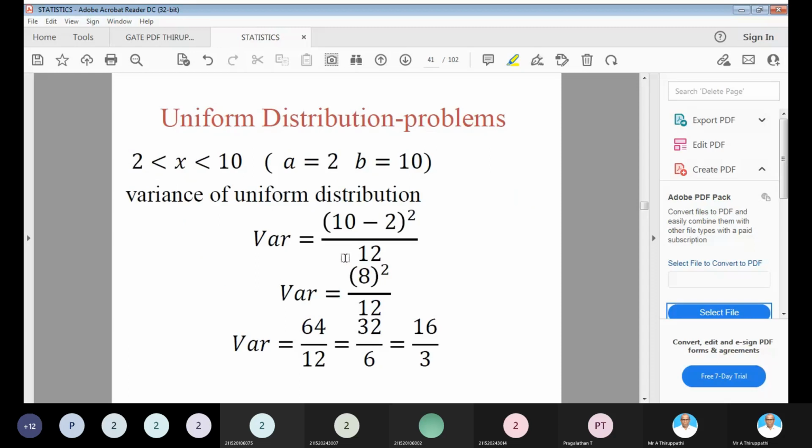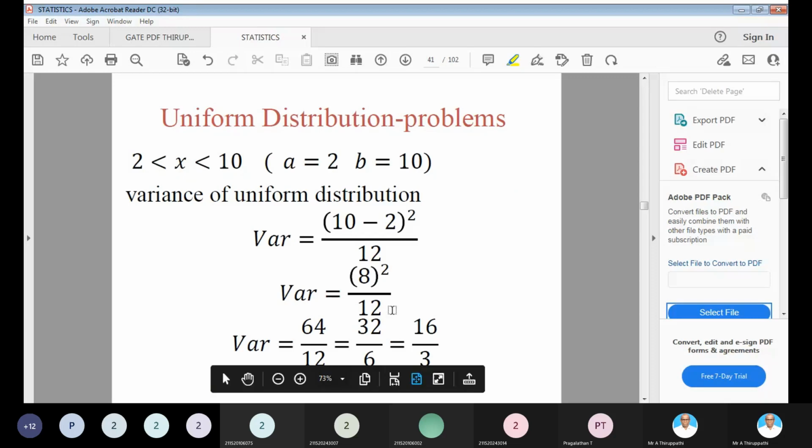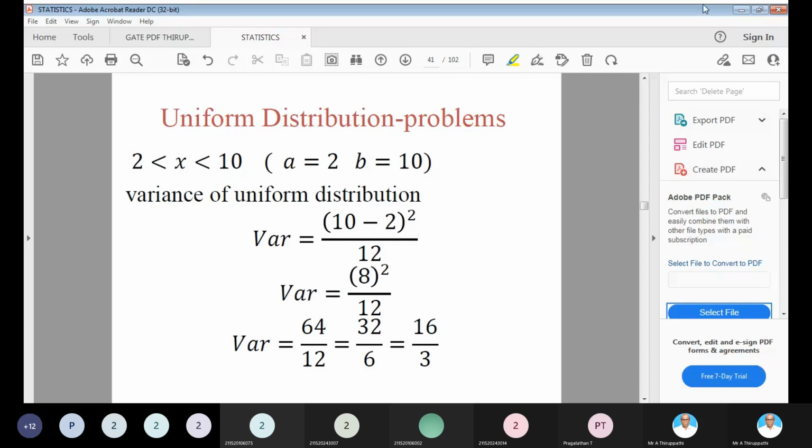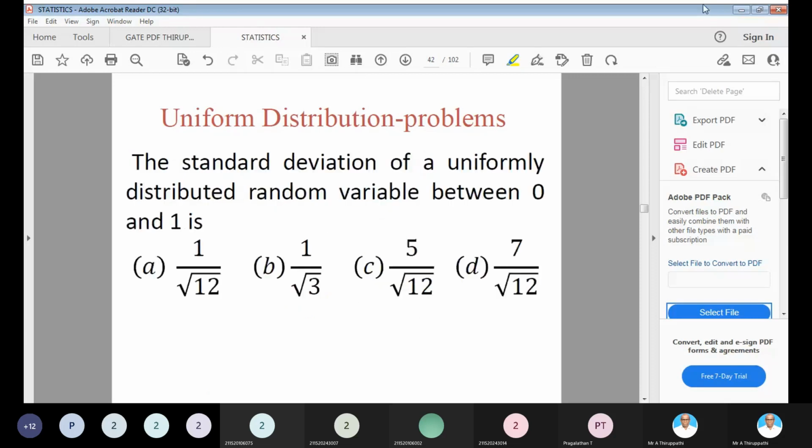Variance is 10 minus 2 the whole square by 12. 10 minus 2 is 8, 8 square is 64, so 64 by 12, which is 16 by 3.